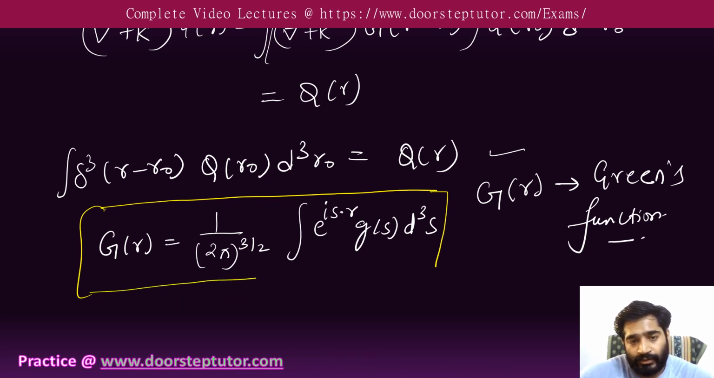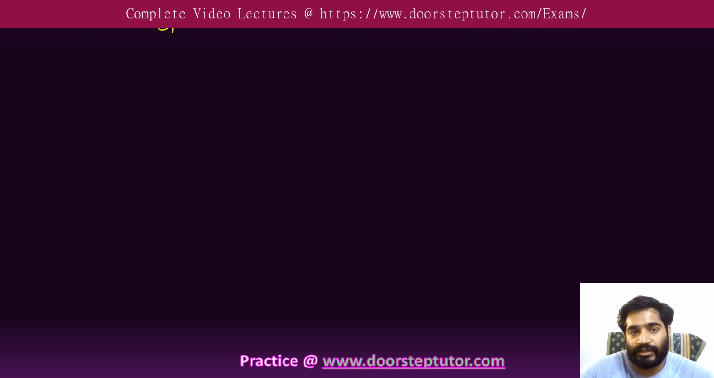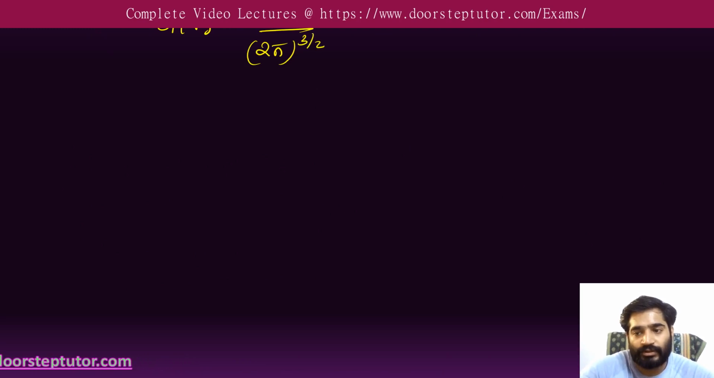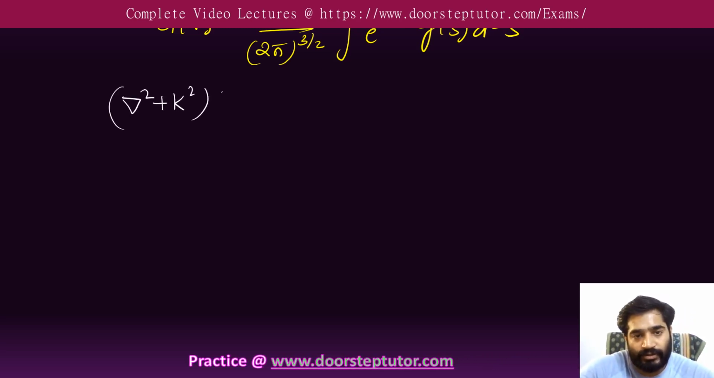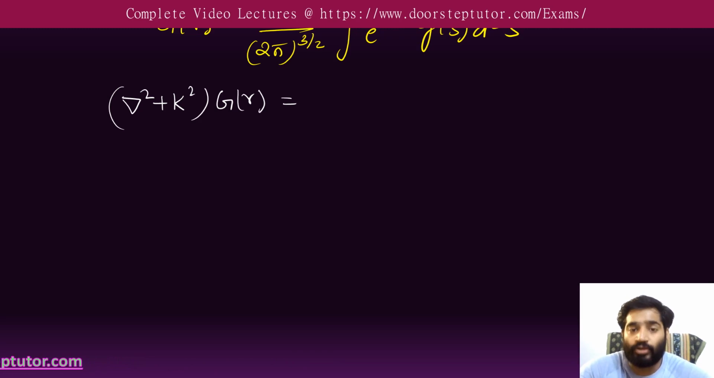We use this Green's function to solve the equation, because we have the equation in terms of the Green's function. So my Green's function G of r is 1 upon 2 pi to the power 3 by 2, integral of e to the power i s dot r g of s d3s. How do we use this? We have del square plus k square acting on G of r, and if I apply the Green's function to this Helmholtz equation, it is very simple to use.